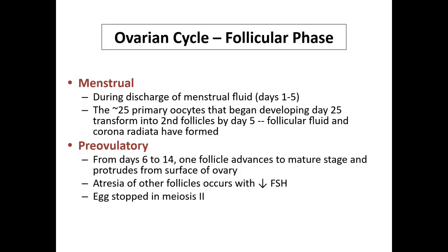This slide provides more details about the follicular phase, to include that the congruent event occurring in the uterus is the discharge of menstrual fluids, and that roughly 25 primary oocytes begin developing together. They transform and are housed in secondary follicles, and this is completed by day 5. The pre-ovulatory stage proceeds from days 6 to 14. During this time, only one follicle emerges as the dominant one. The others undergo atresia, which means that they degenerate. The dominant follicle will protrude from the surface of the ovary as it prepares to be released.